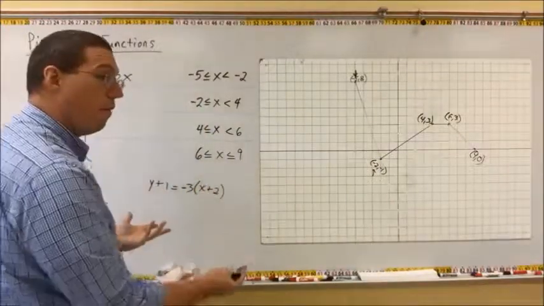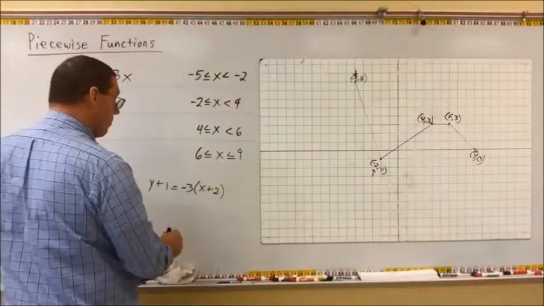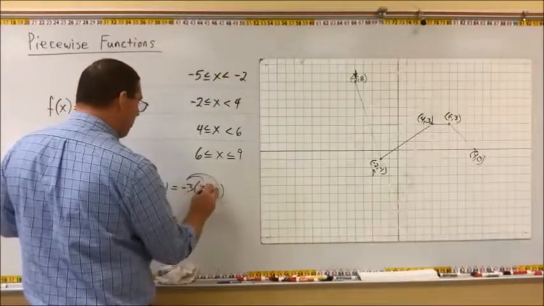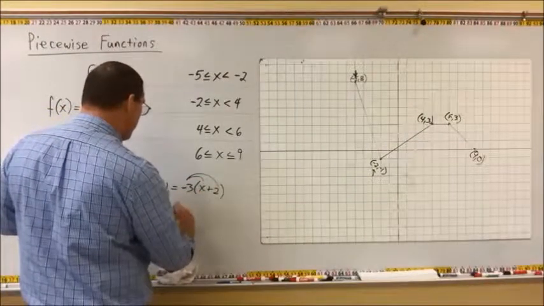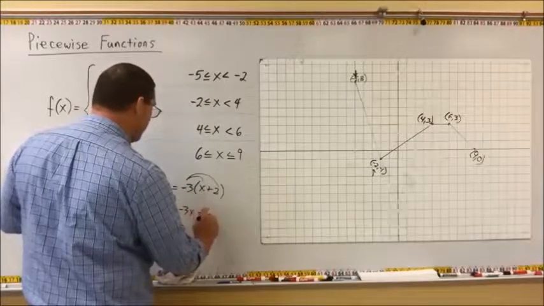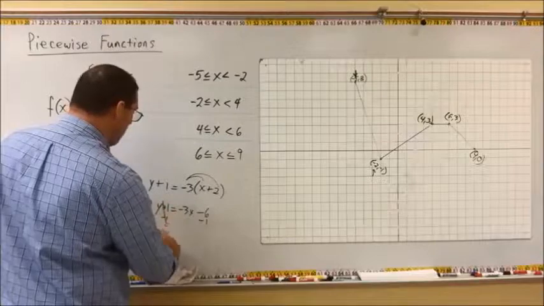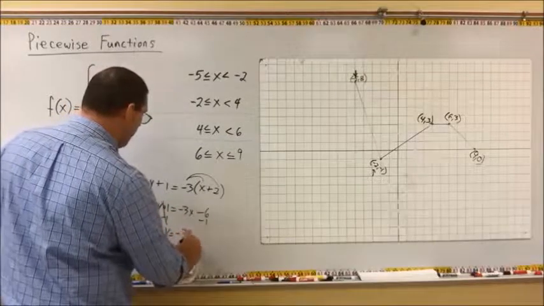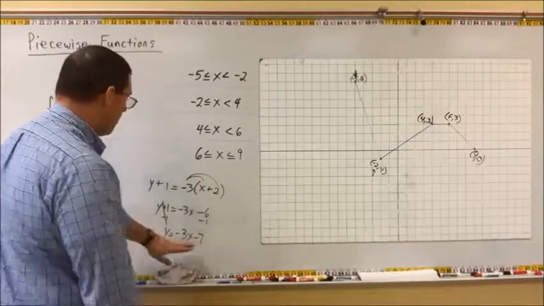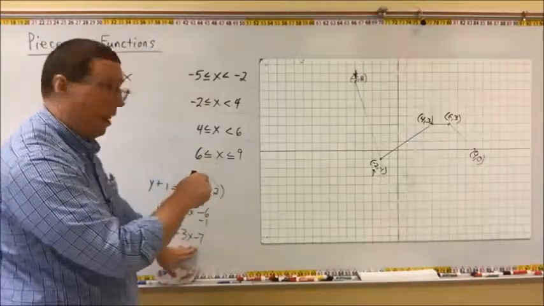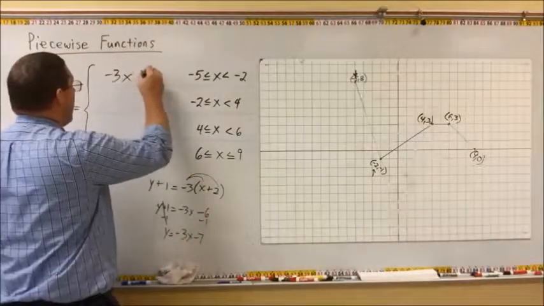Now I'm going to solve for slope-intercept form. Distribute my -3, and I get y plus 1 is equal to -3x minus 6. Then I'm going to subtract 1 from both sides, and I get y equals -3x minus 7. And so this is the equation of that piece, -3x minus 7.